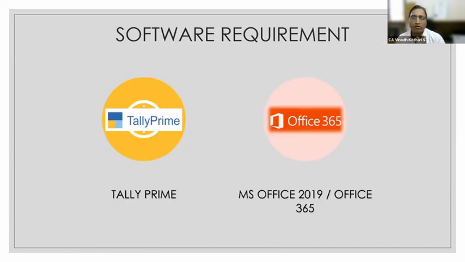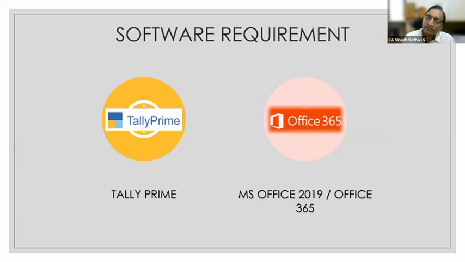Two things are important for this. One, which software you need. One, Tally Prime. Whatever data I'm taking is based on the Tally Prime data. Second, you should have either Office 2019 or above. If you want to automate things, I would suggest that you use Office 365. That will be the best thing.